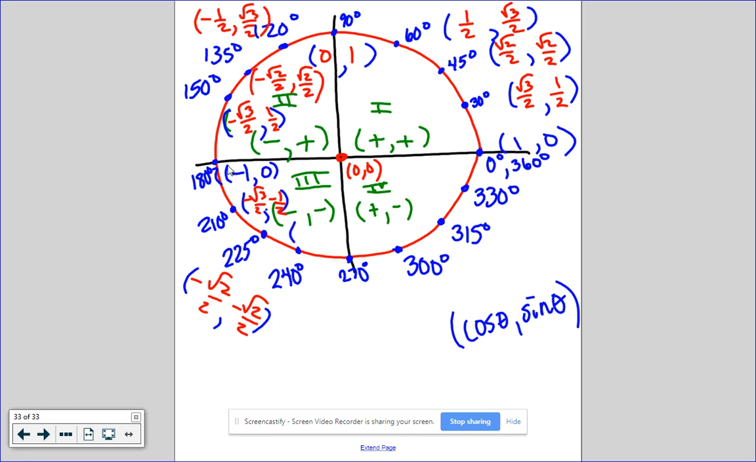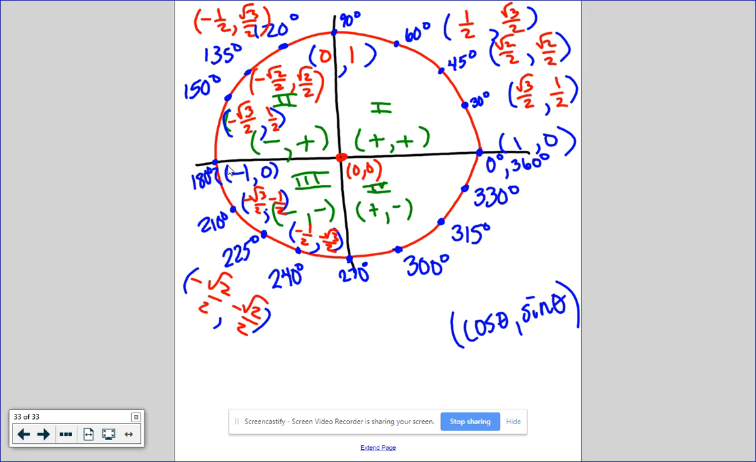240 is 60 degrees from 180. So what's it going to reference angle with? 60. And both have to be negative, so it's negative 1/2, negative square root 3 over 2. Any questions as to how we got quadrant 3 there? Are we seeing the pattern develop there?